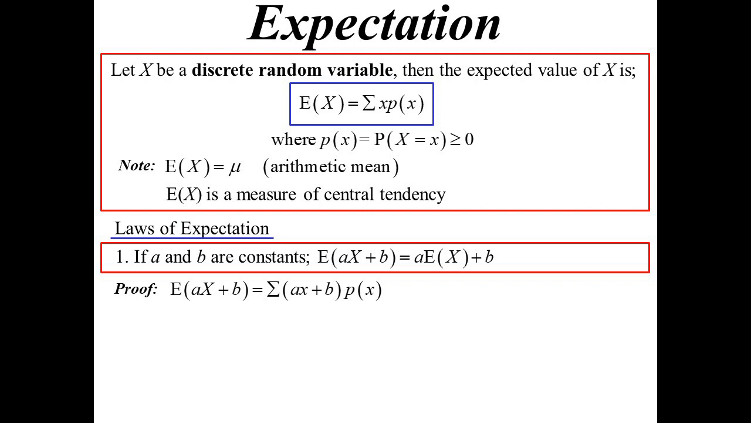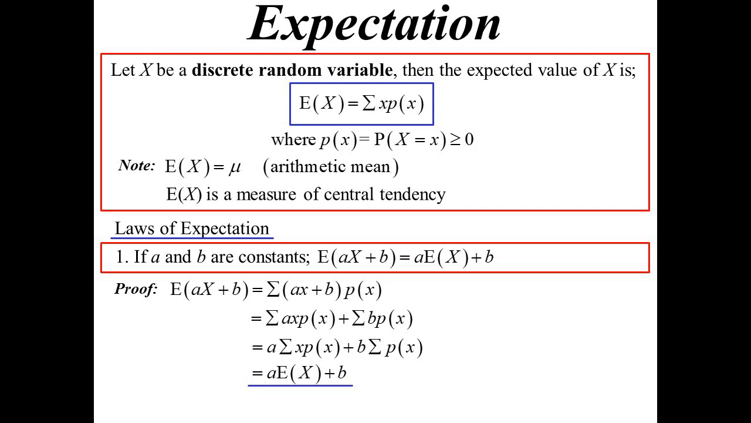I'm going to prove it using our formula up there. So the expectation of ax plus b would be the sum of (ax plus b) times the probability of x. If I break that up into two sums, I've got the sum of ax times the probability of x plus the sum of b times the probability of x. I can factorize out those constants, and you'll see we end up with a times the sum of x p(x), well, that's what we said the expected value of x was, plus b times the sum of the probability of x, well, the sum of all the probabilities is 1. So we get aE(x) plus b.